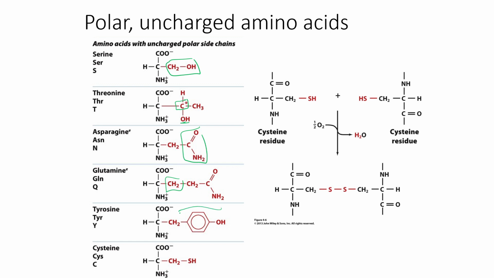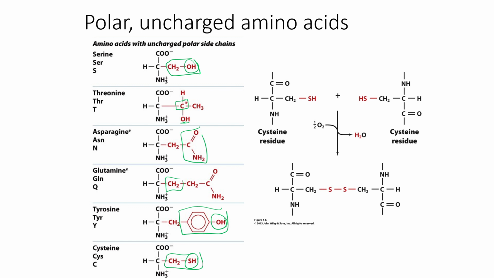Tyrosine is our aromatic polar amino acid. So it has the aromatic ring, but in addition, it has the hydroxyl group. That's enough to help consider this whole structure as a polar structure. And then on the bottom of this list here, we have cysteine. Cysteine looks a lot like serine, which we saw at the top, except instead of a hydroxyl group, it has a sulfhydryl group.